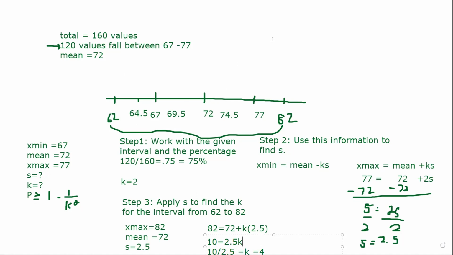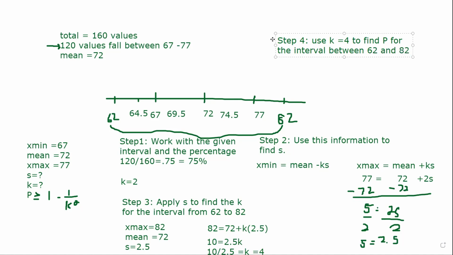So remember my formula, I'm going to bring it up here. Step four is going to be, I'm going to use K equal to 4 to find P for the interval between 62 and 82. Okay, so that is going to be P, and I'm going to use equal because it's 1 minus 1 over, remember it's K squared, so K is 4, so this is 4 squared, right?